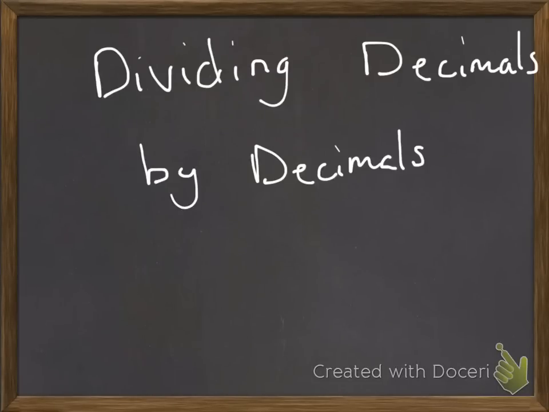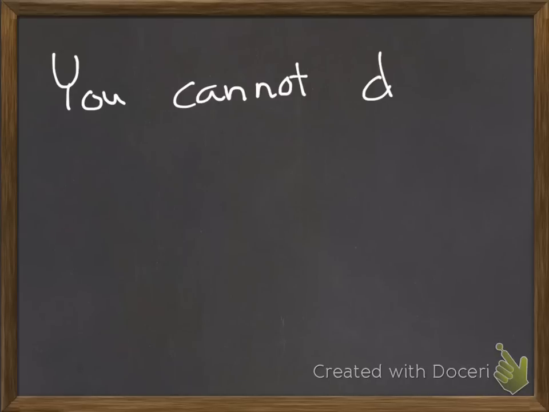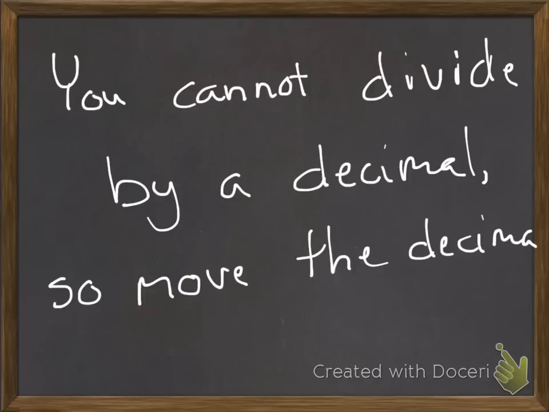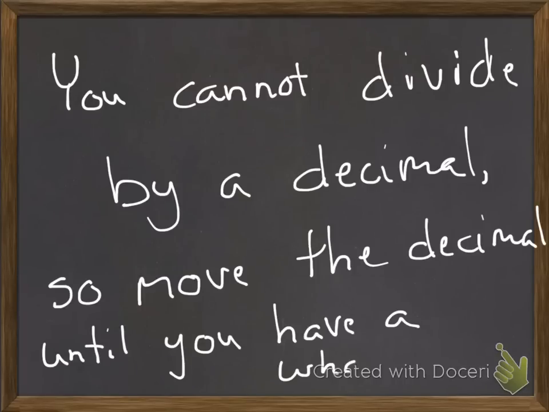Dividing decimals by decimals is what we're going to look at in this video. So students will understand how to divide a decimal by another decimal. The first thing that we need to remember is that you cannot divide by a decimal. So you need to move the decimal until you have a whole number. So you can only divide by a whole number. So if we're going to try and divide by a decimal, we have to make the number a whole number.